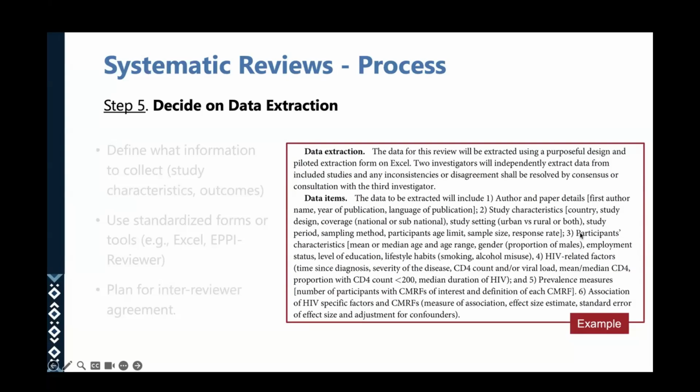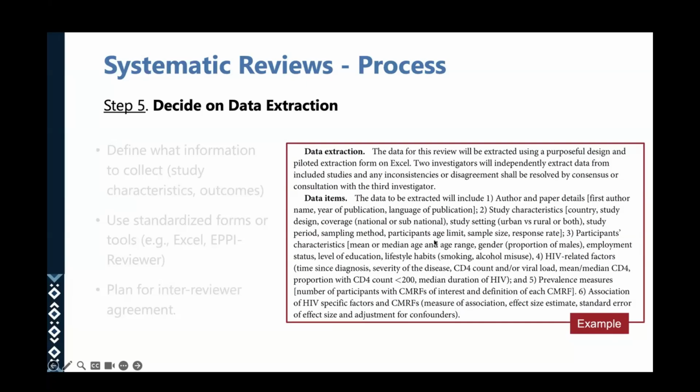We also said we'll get participant characteristics such as their mean age, their median age, and then we're also going to get some information on HIV-related factors such as time since diagnosis, severity of disease, CD4 count, viral load, and so on. And we were also going to get prevalence measures, which were key outcome for our review. And we were going to get two key aspects for determining prevalence, the numerator and the denominator. And lastly, to also extract data on associations of HIV-specific factors and our different cardiometabolic risk factors.